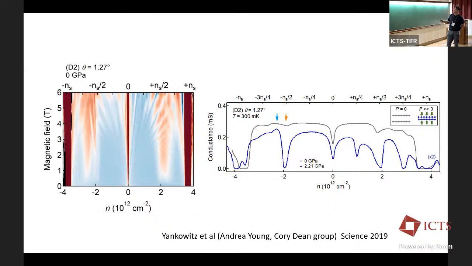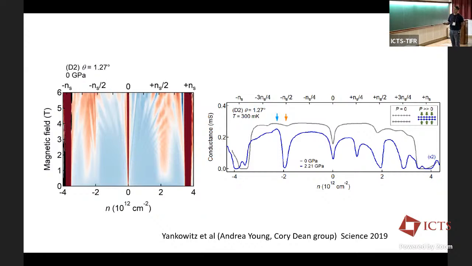So in this case, you see they have a dip at the charge neutrality point, and they have a feature at filling factor 2 at 0 magnetic field, maybe a weak feature at filling factor -2, but these are certainly not insulators. So we are still far away from the magic angle, okay?